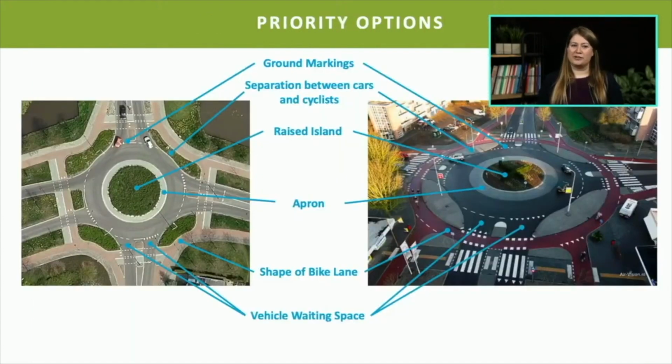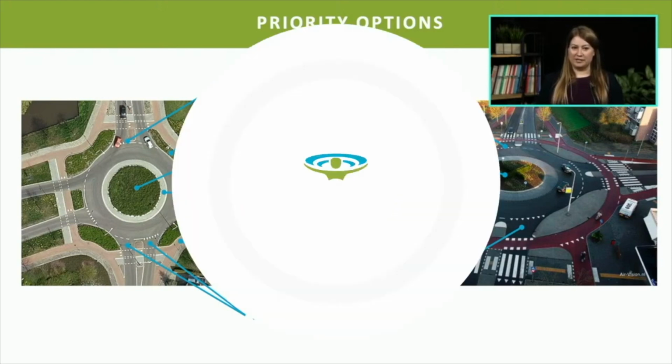If you look at the priority options, within the urban area you have priority on the right side, and outside of the urban area you have the cyclists outside of the priority. You can really see that the principles of these two are the same. You have the ground markings, the separation between cars and cyclists, the raised islands, the apron, the shape of the bike lane, and the vehicle waiting spaces.